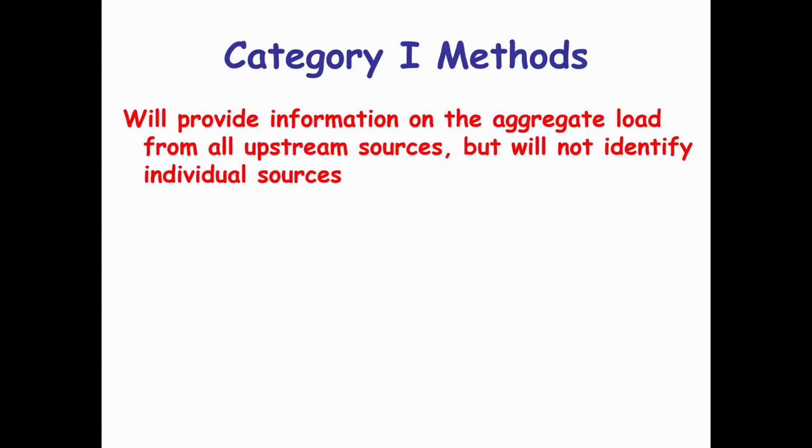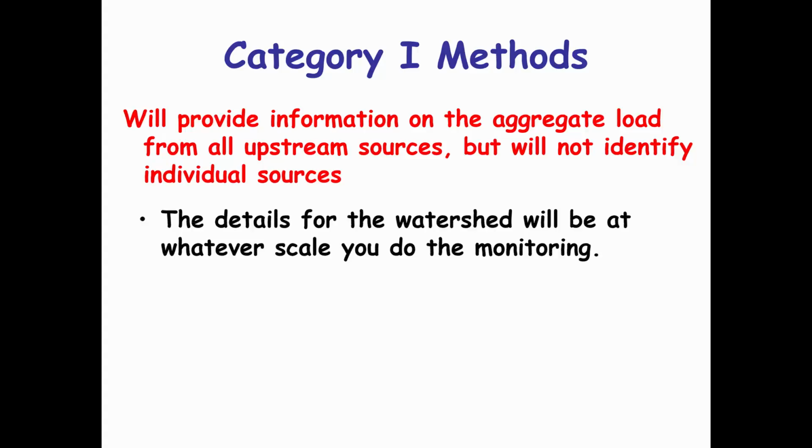All right, so Category 1 methods provide information on the aggregate load that's coming from upstream sources. These methods will not identify individual sources. The details for the watershed will be whatever scale you do the monitoring at. So if your watershed is 5 square kilometers in size, you'll measure the outflow and you'll measure some pollutant concentrations. You'll come up with a load. You would not know from that information directly where the pollutant is coming from, although you could use a line of reasoning that could be used to indicate where that load is coming from.